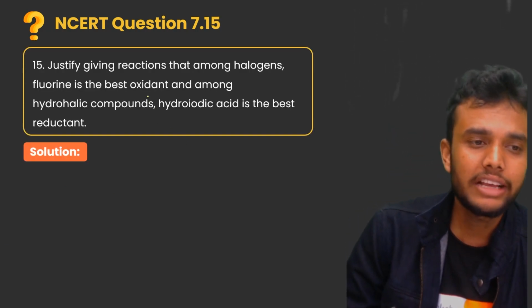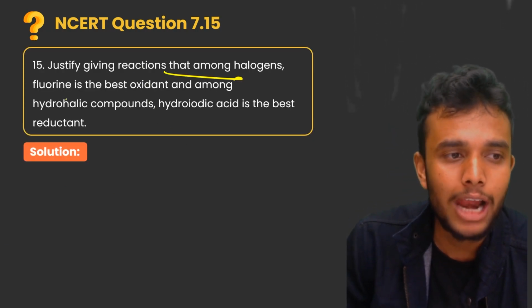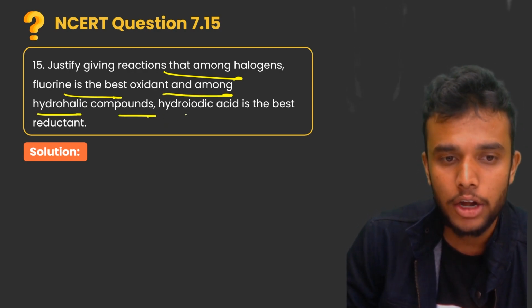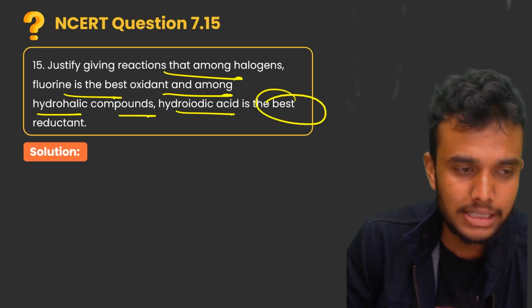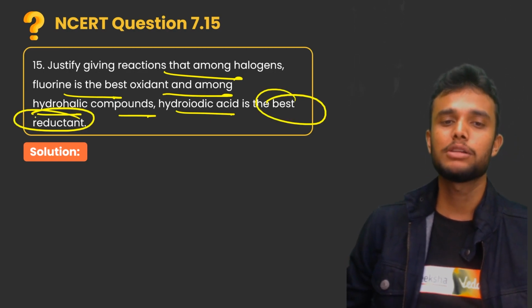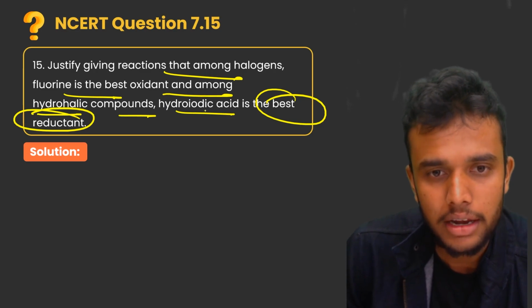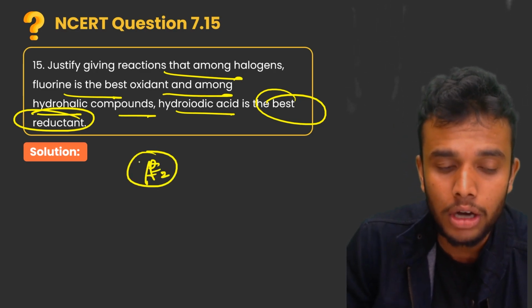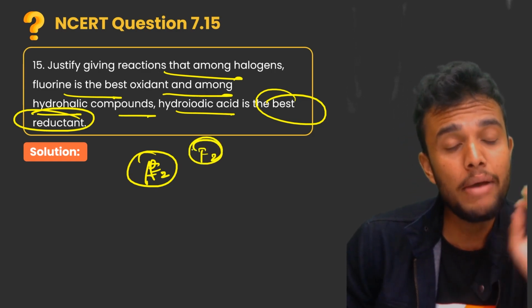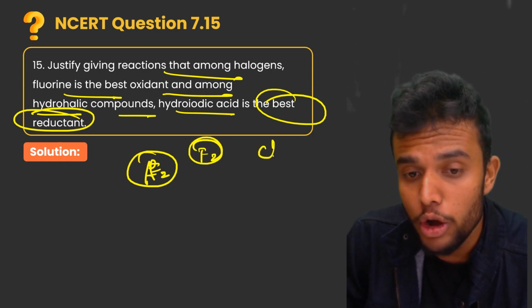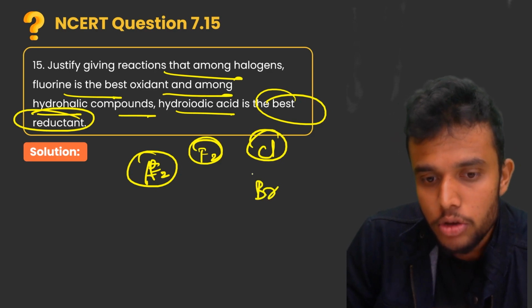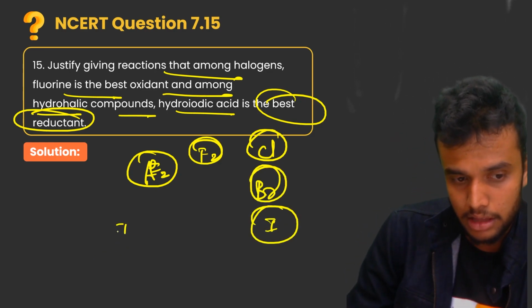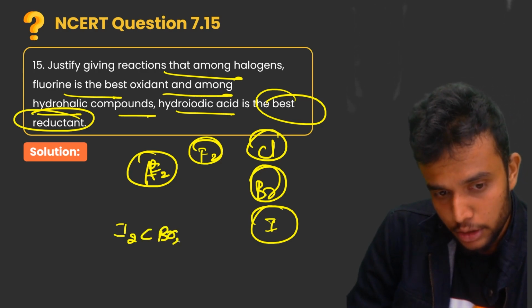Next question. Justify with the given reactions that among halogens, fluorine is the best oxidant, and among halogen compounds, hydroiodic acid is the best reductant. Very simple, students. Among halogens, fluorine is the best. F2 molecule is the best, right? Why? Because fluorine has the ability to oxidize chloride, bromide as well as iodide. From this, we can write the order: I2, Br2, Cl2, F2.